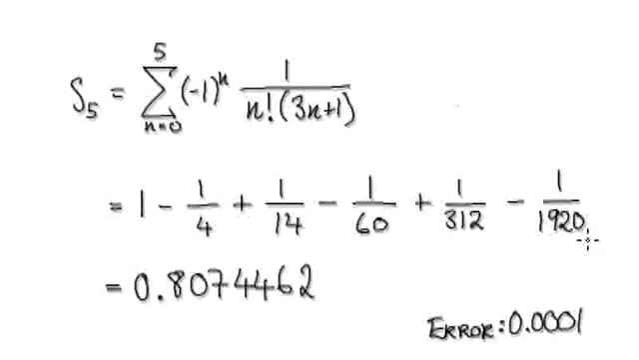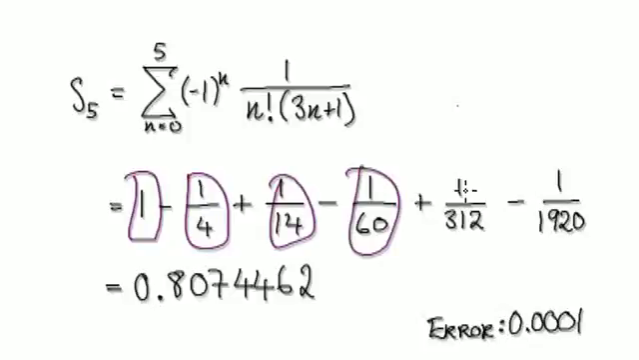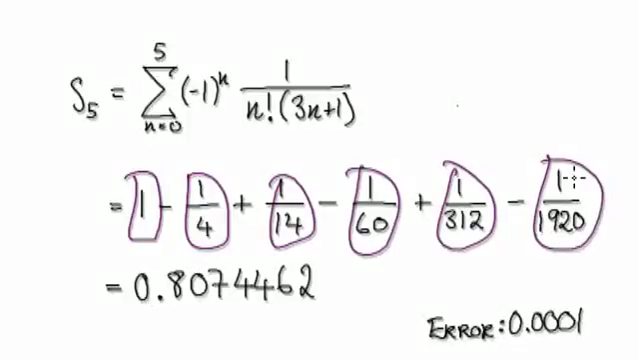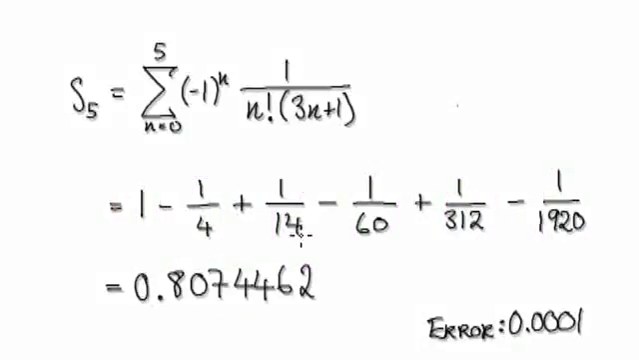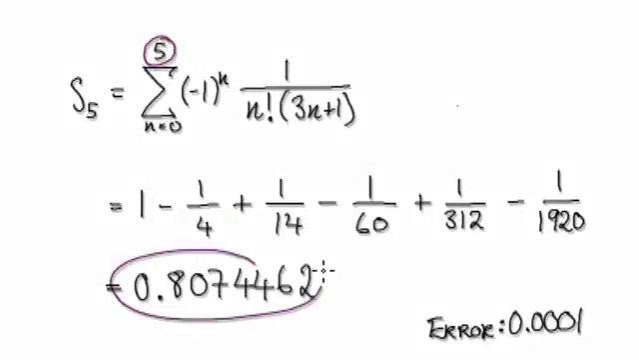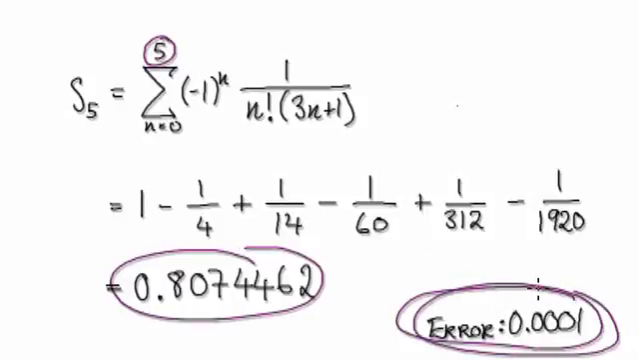So now we know that we need 6 terms because we start at 0. 1, 2, 3, 4, 5, 6. Now if you work this out, it will give you this. Now we can be 100% sure that when we use 6 terms, this answer here will lie within this level of accuracy.